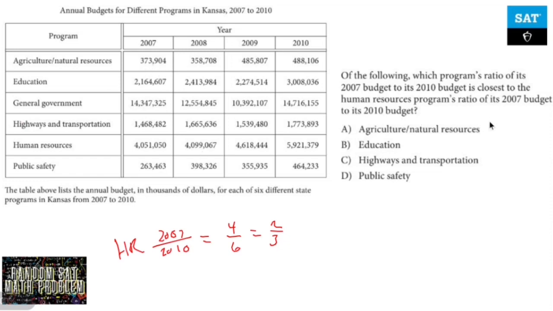and get as close to 2/3 as we can. So I have 37 over 49. We'll round up. All right, 37 over 49. All right, education. Education is 2 million. I like it already. Highways and transportation is going to be 14 to 17, so that's not really close. And then public safety is going to be 26 to 48. So I'm going to go out on a limb here and say that the thing closest to 2/3 is the one that was also 2/3, and that was education.